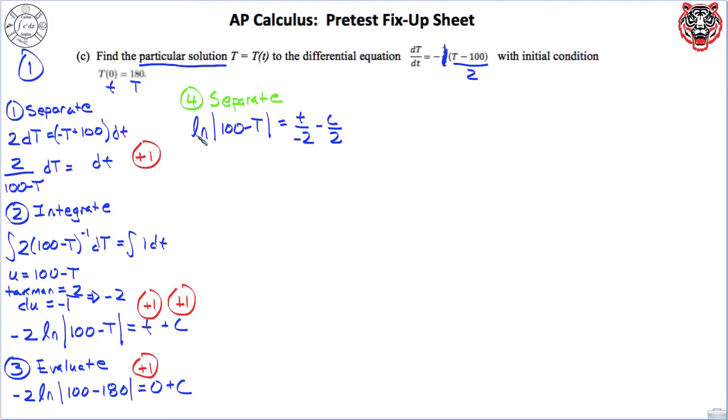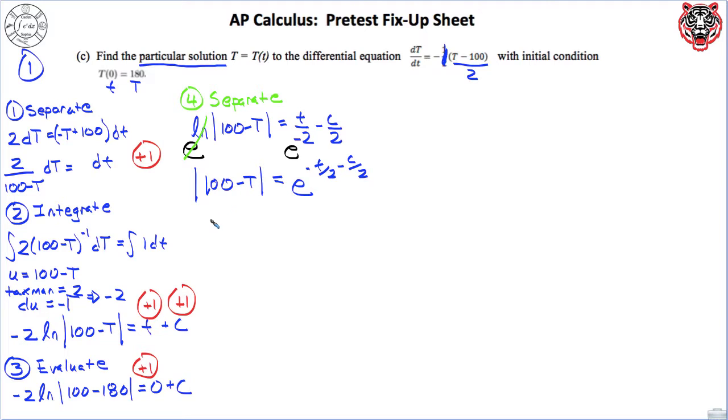Okay, so now I need to get rid of the natural logarithm. The way that you do that is by exponentiating both sides. So this is kind of what it looks like. It's e to the power of all of this is equal to e to the power of all of this. And then you'll notice that e and natural log cancel each other out. And I'm just left with the absolute value of 100 minus t, and that is equal to all of this. It's the exponentiated form of the right-hand side, which is negative t over 2 minus c over 2. Okay, the next thing I need to get rid of is the absolute value.